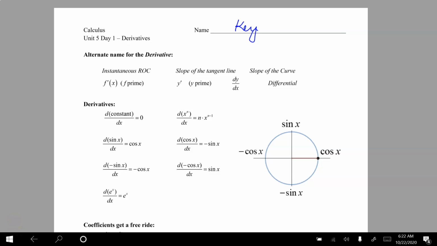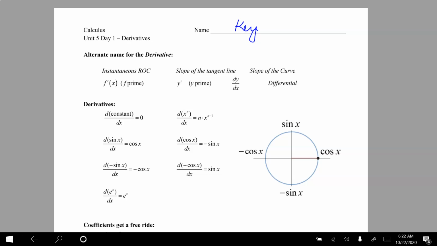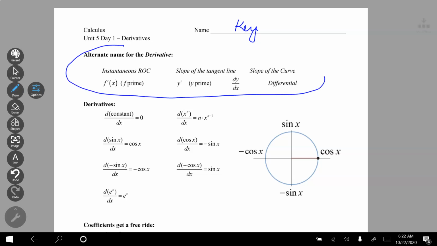Hello, welcome to Unit 5. We're going to do more work with derivatives. Day 1 is we're going to add another derivative that we haven't learned yet. So like I said, we are working with derivatives. These are all synonyms for derivative.